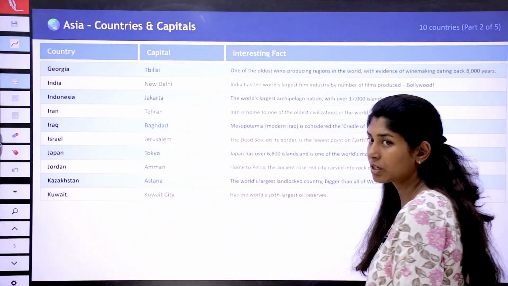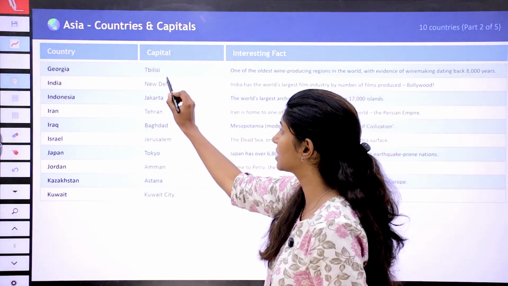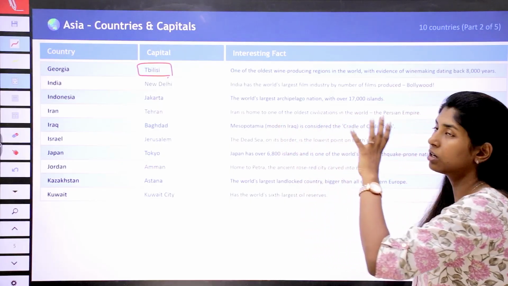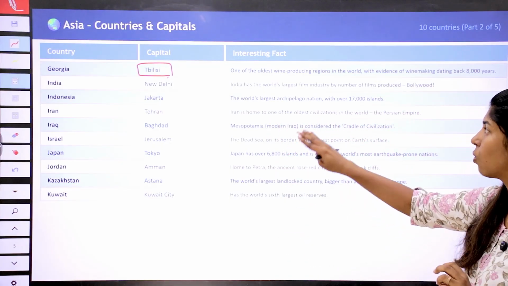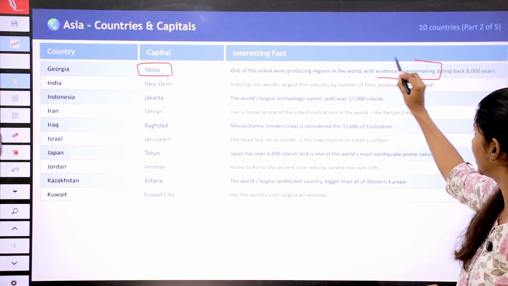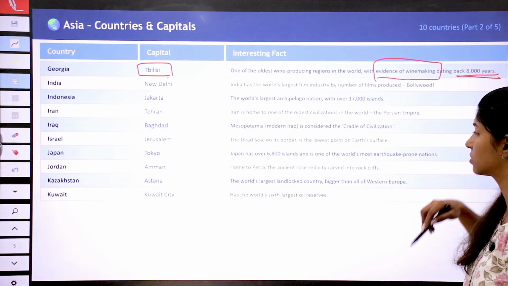Georgia. Now, the country Georgia has its capital at Tbilisi. Georgia is one of the oldest wine producing regions in the world, with evidence of winemaking dating back 8,000 years.